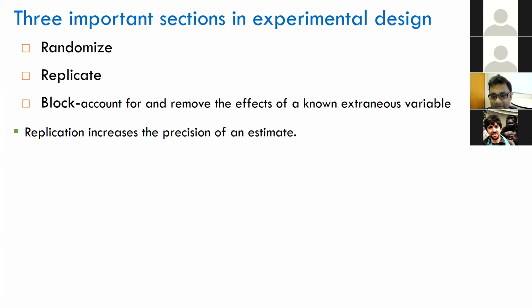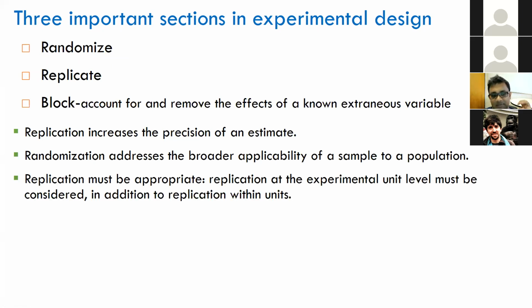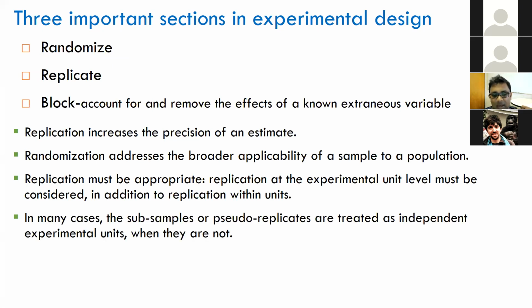Replication increases the precision of the estimate. If you have higher replication, you get higher precision. Lower the replication, you will end up with low precision. Randomization, we already explained, and then the replication.